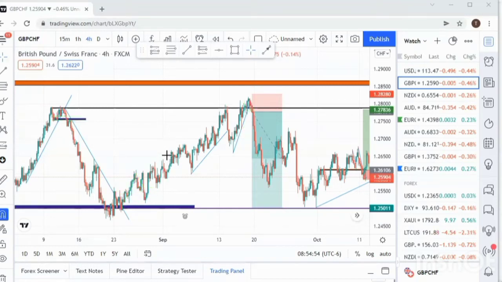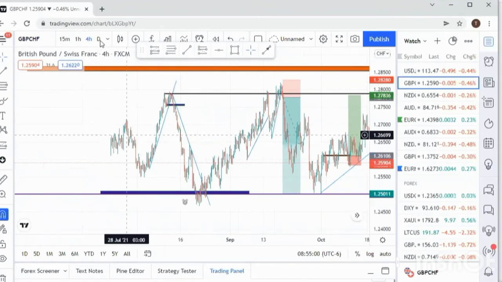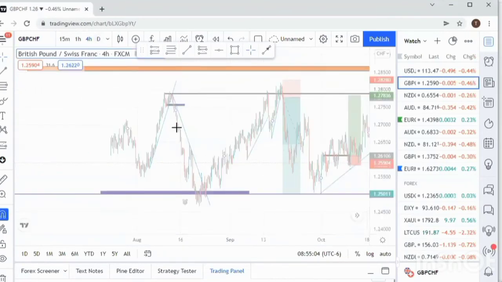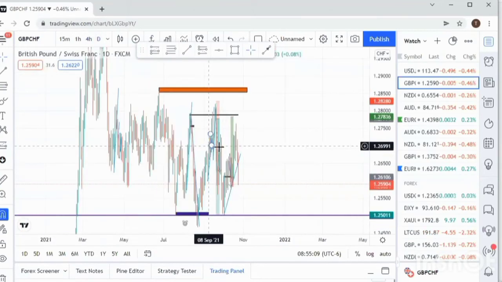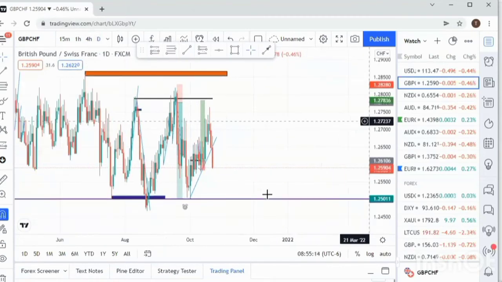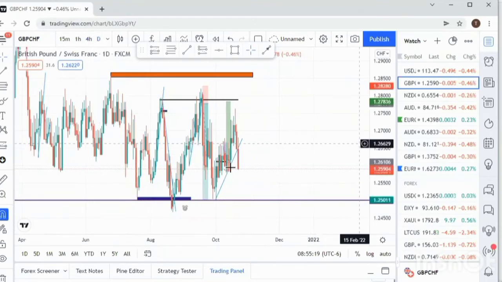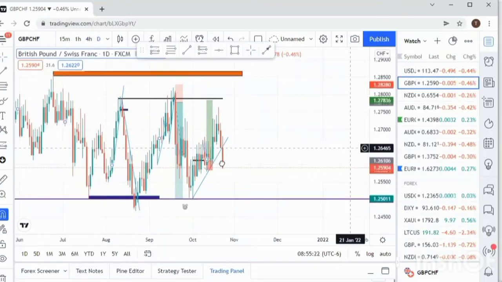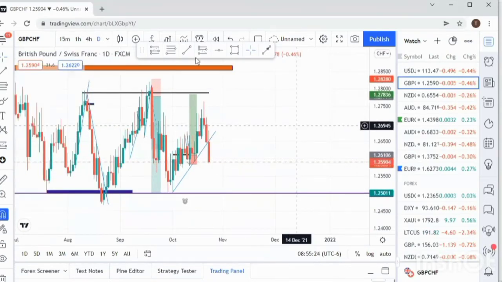But currently, British pound Swiss franc is not on the right zone for us to even start thinking of buying or selling it. So what I'm expecting on this pair is, firstly, let me zoom in. I already have my zone marked up on my cycle level. This is a daily time frame. So what I'm expecting is for the market to tap into this area.